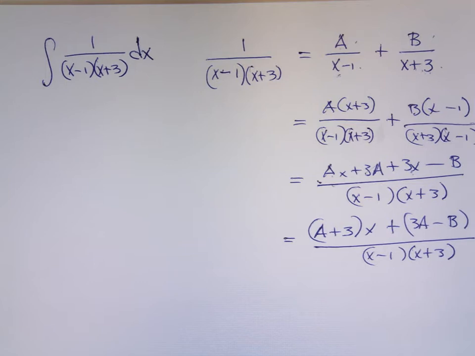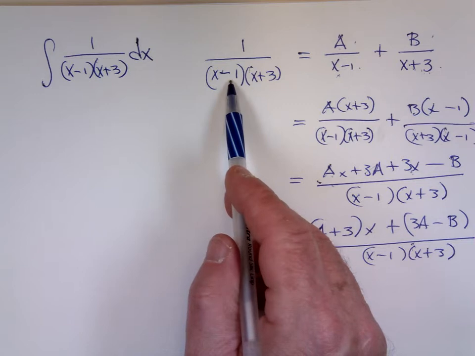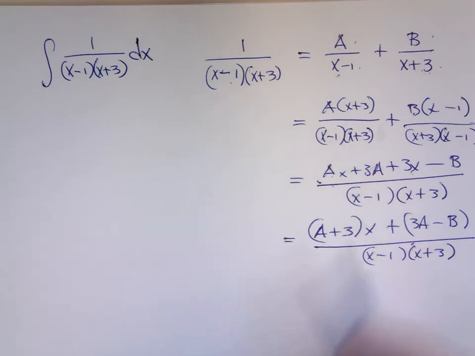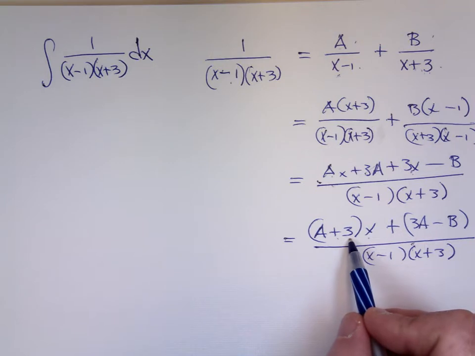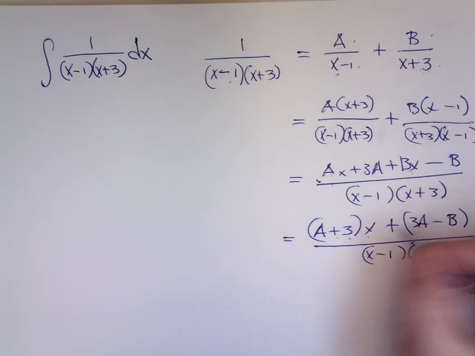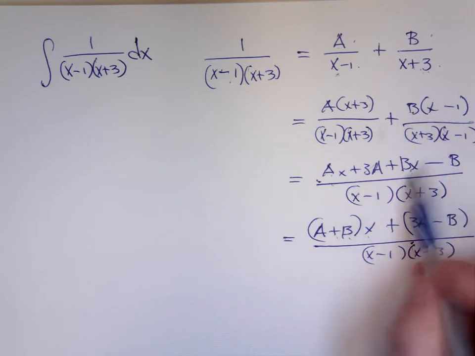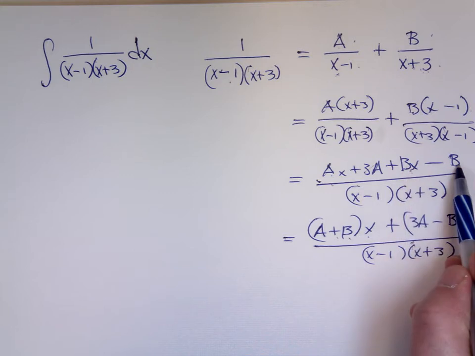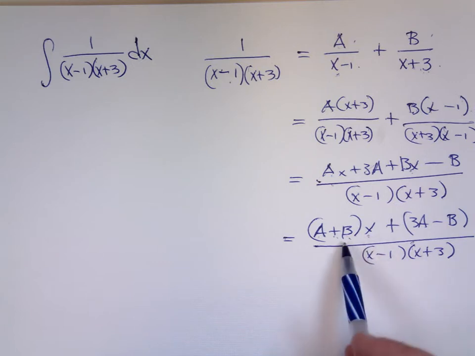Now, if this fraction is to equal the original fraction, their numerators must be equal. This fraction has a plus 3, a plus 3, a plus b, sorry, this is a bx minus 1, bx minus b. Multiply it through, and it's a plus bx. Everybody okay with that?